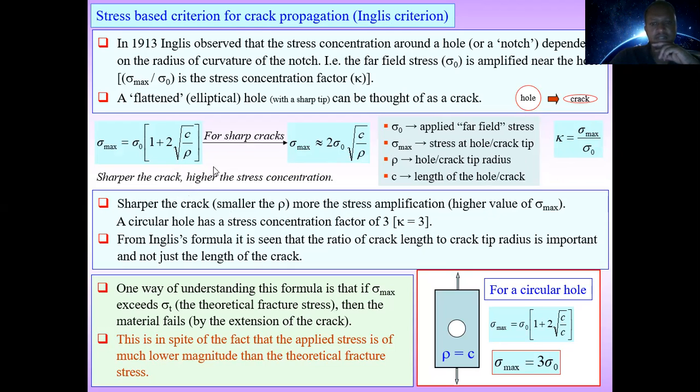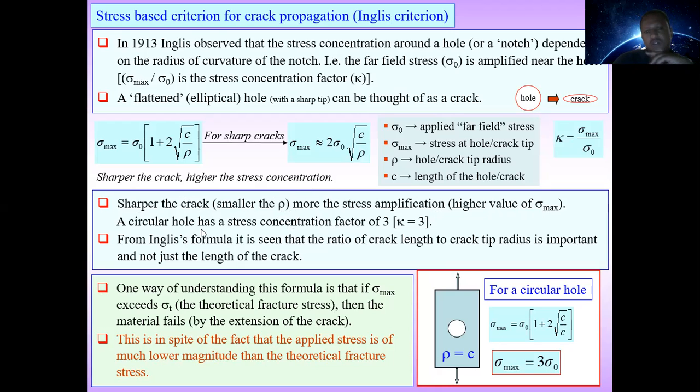Whenever the crack is very sharp, sigma max is equal to 2 times sigma naught radical C over rho. Sharper the crack, higher the stress concentration. A sharper crack means that the radius of the crack tip, rho, is very small. More stress amplification, or a higher value of sigma max, will be attained.